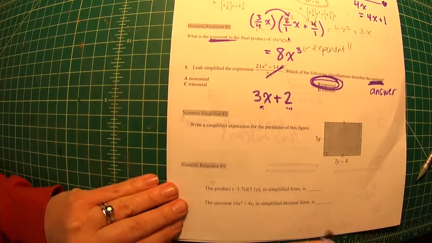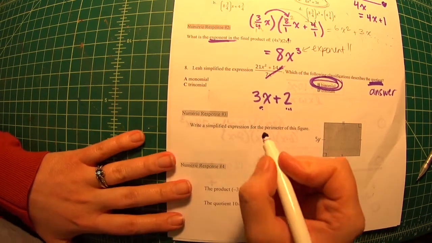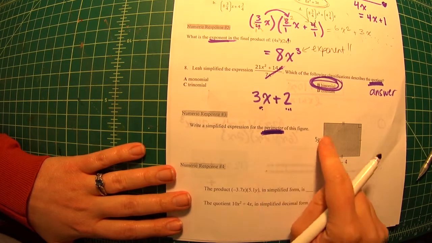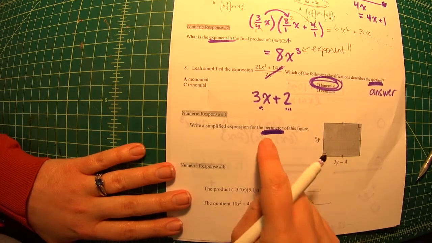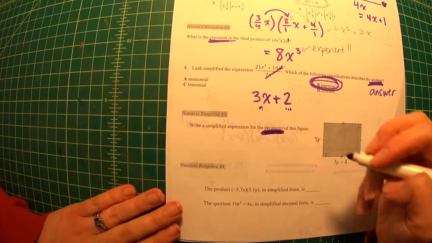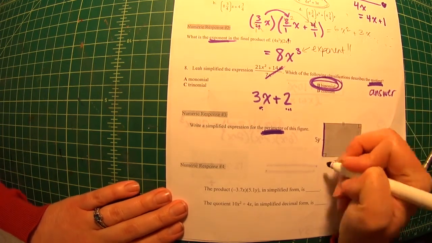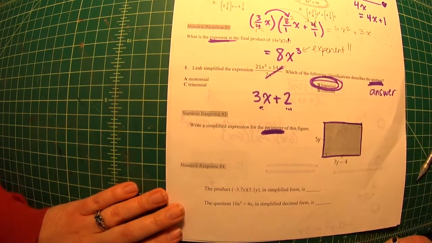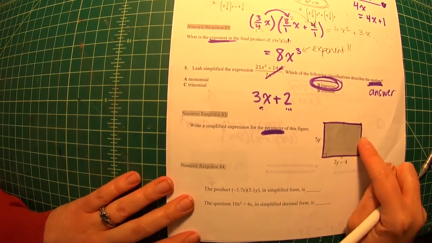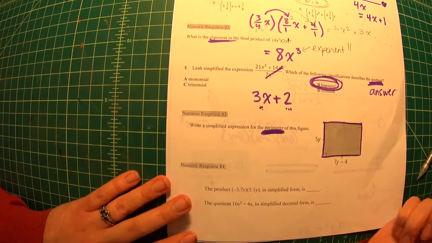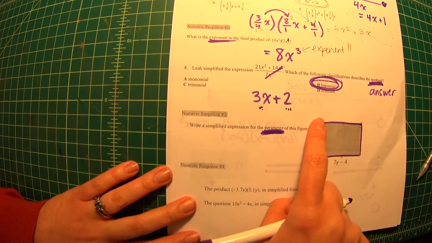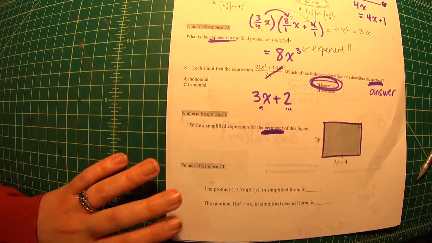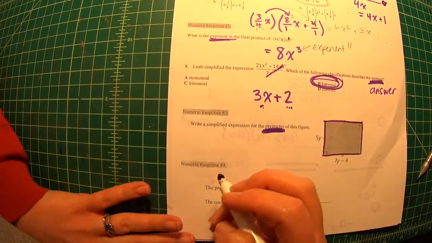Okay, numerical response number 3. Write a simplified expression for the perimeter. Okay, I saw a ton of people solving this for area. But perimeter is not the same thing as area. Perimeter is the distance all the way around the outside of the rectangle. Okay, so we have to figure out what the total is here. So you could either add each one up separately, 5y plus 7y minus 4 plus 5y plus 7y minus 4, or we can use a little multiplication as a shortcut.